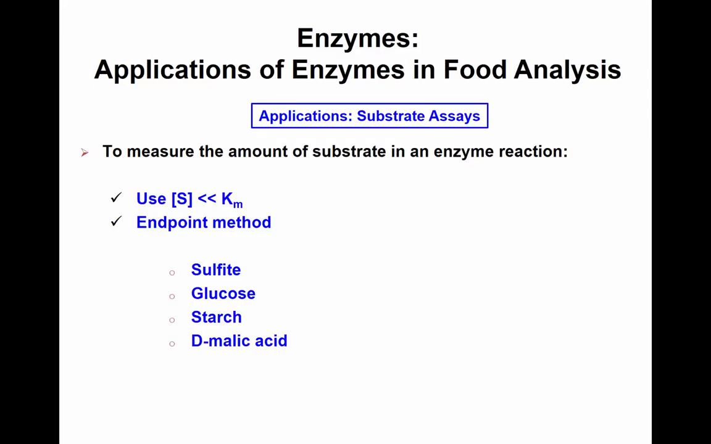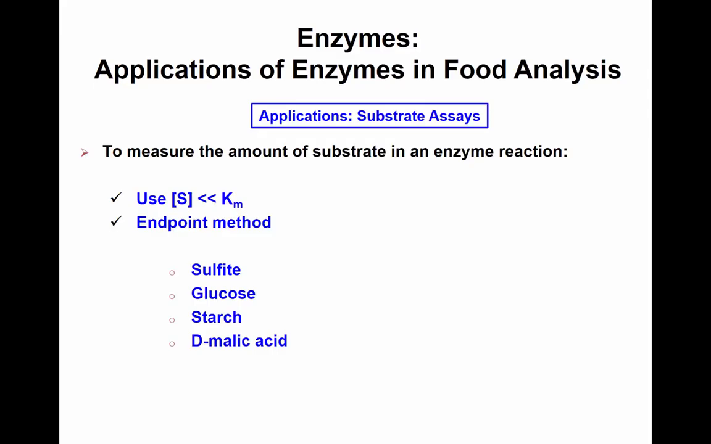D-malic acid is an indication that, for example, the apple juice is not natural apple juice. What's that? Adulterated apple juice will have D-malic acid rather than L-malic acid. L-malic acid is a natural organic acid present in apple juice. But if you have adulterated apple juice, it's not made up of natural apple juice, you'll find D-malic acid in there, and that would be an adulteration, basically. So you can use enzyme assays to determine these constituents, as an example.